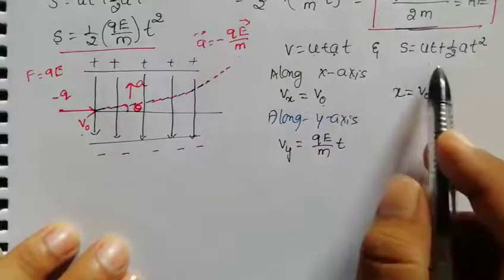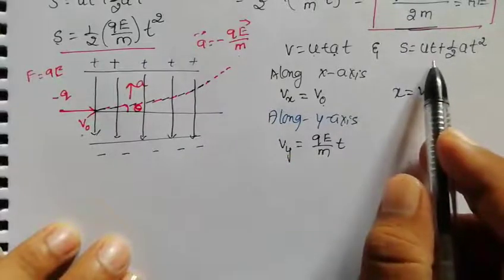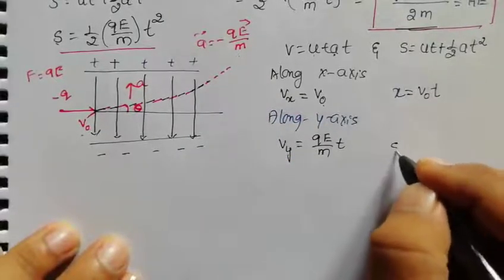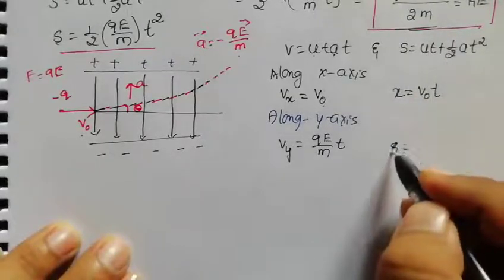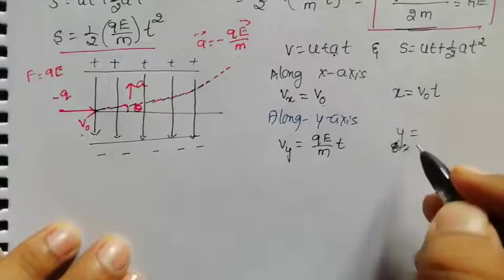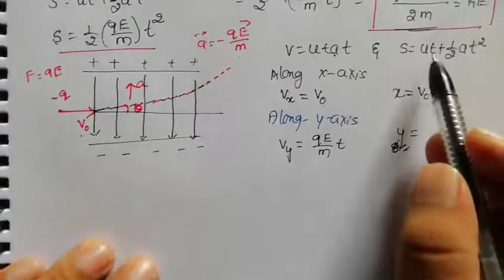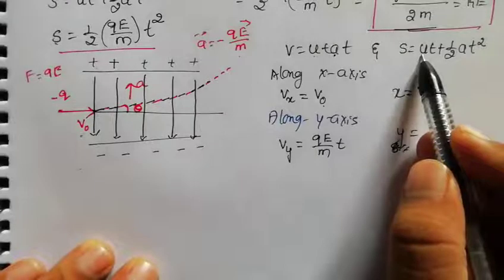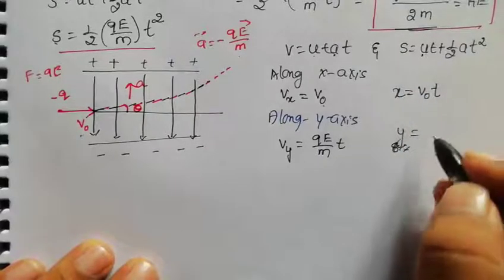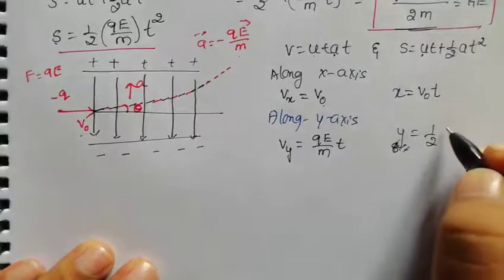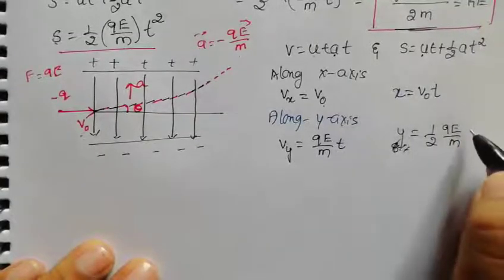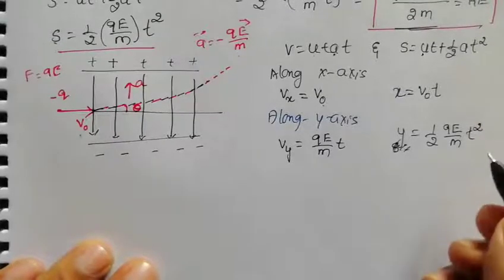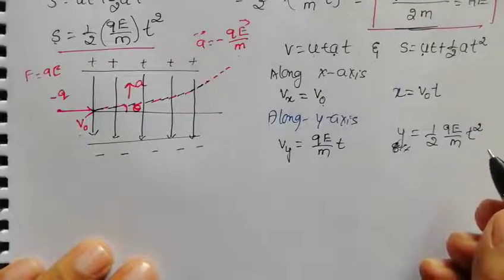Similarly in this case, s equal to ut plus half at square; let me take it as y, because it is along the y component. So u is 0 along the y component, remaining 1 by 2, the acceleration qE by m, into t square. So this is the y value, along the y component.